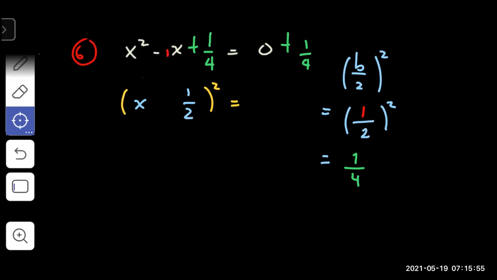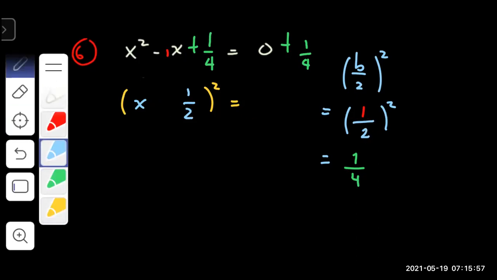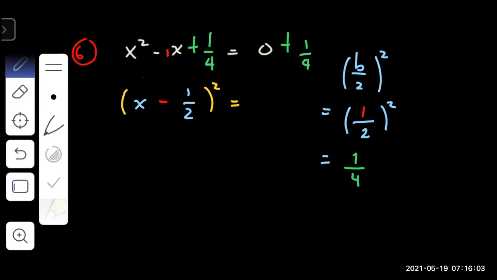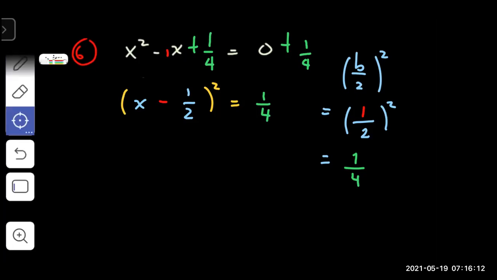Then what sign are we going to use? Positive or negative? Negative, because the middle term is negative. And 0 plus 1/4, that's going to be 1/4 still, right? Nothing plus 1/4 is going to be 1/4, a quarter. And it's done.